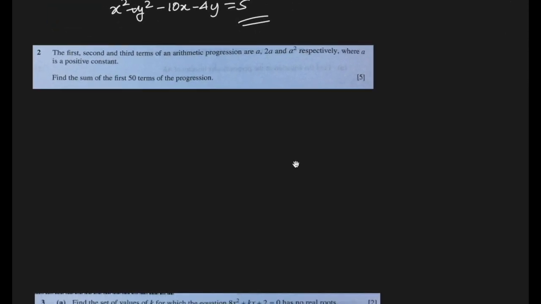Question number 2. The first, second and third terms of an AP are this. So A1 is a, A2 is twice of a, and A3 is a squared, where a is a positive constant. Find the sum of the first 50 terms of the progression. What is the formula for the sum of 50 terms? It will be 50 divided by 2, times 2a plus (50 minus 1)d.